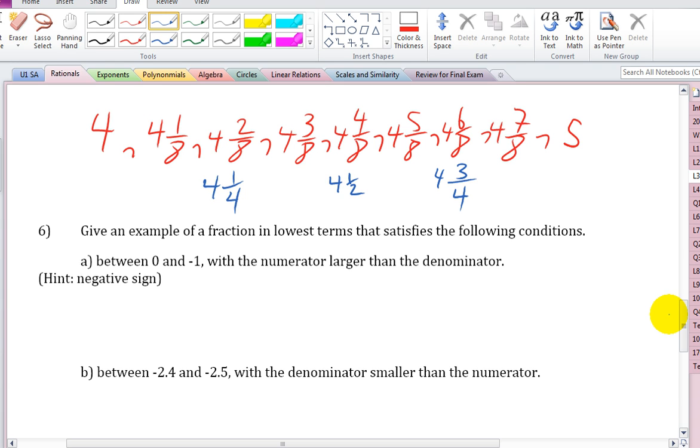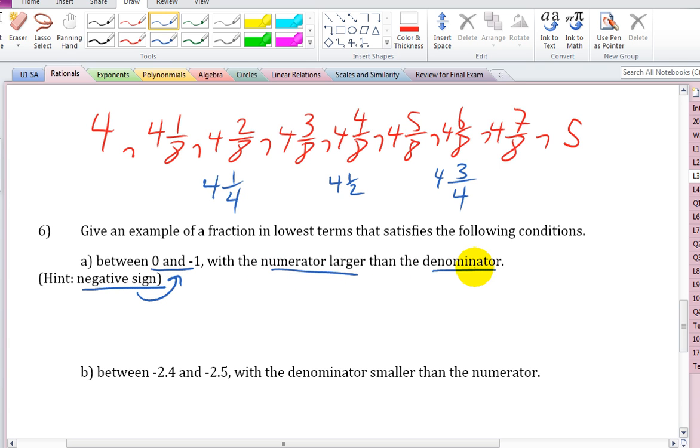All right, next one. Give an example of a fraction in lowest terms that satisfies the following conditions. So this is kind of an example of that weird question I was talking about. A fraction is between 0 and -1. This means it's got to be negative. Okay. With the numerator larger than the denominator.